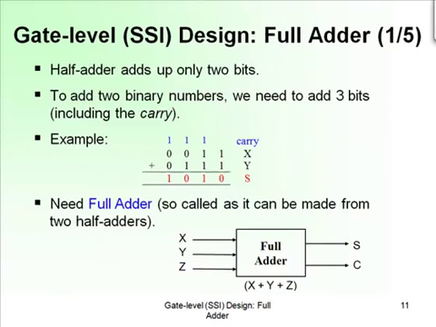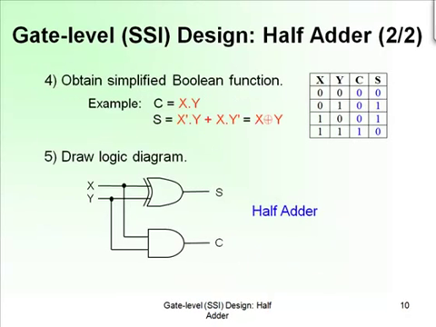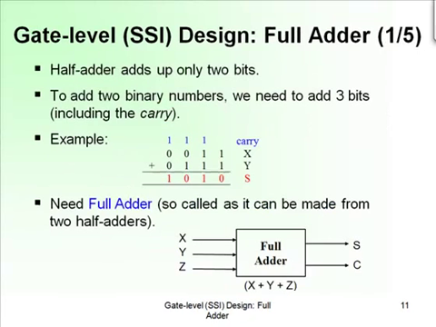So a half adder adds up only 2 bits. To add 2 binary numbers, we need to add 3 bits, including the carry, because we can have a carry in and a carry out. And the half adder only accounts for that carry out. So we need a full adder. A full adder would take in a carry in, add that with the 2 digits we're looking to sum, and produce a carry out based on whether there was a carry in. So now it's a full adder.